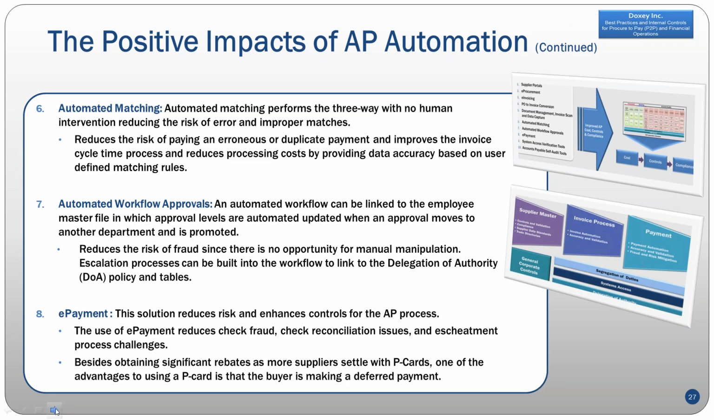E-payment. E-payment reduces check fraud, which is still a big problem that we see out there, check reconciliation issues, and then escheatment process challenges. And we also consider using the P card as an electronic payment. If you're paying a supplier with a P card, you also get significant rebates back.